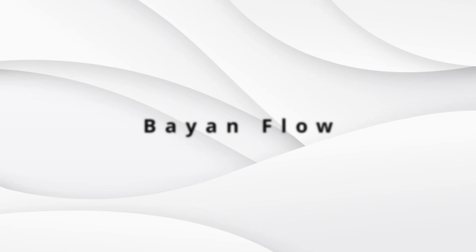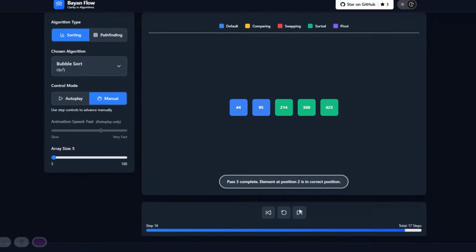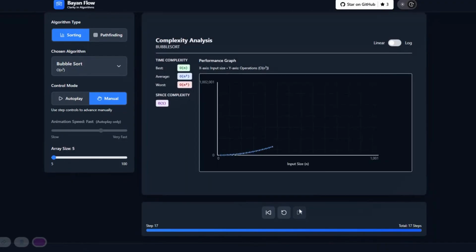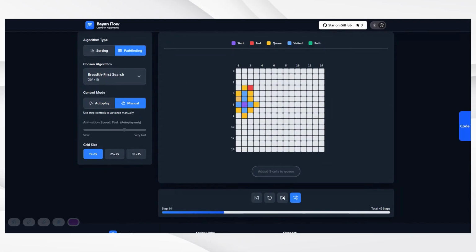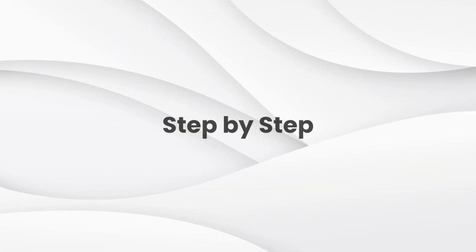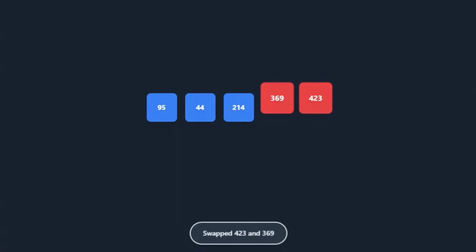Meet Bayan Flow, a clear way to see algorithms, not just read them. It's an interactive playground built for clarity. Watch arrays reorder and grids light up as Dijkstra and A* trace the shortest path, step by step, frame by frame. Every operation is shown.